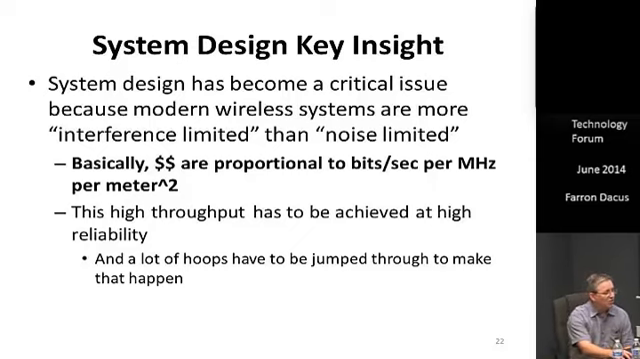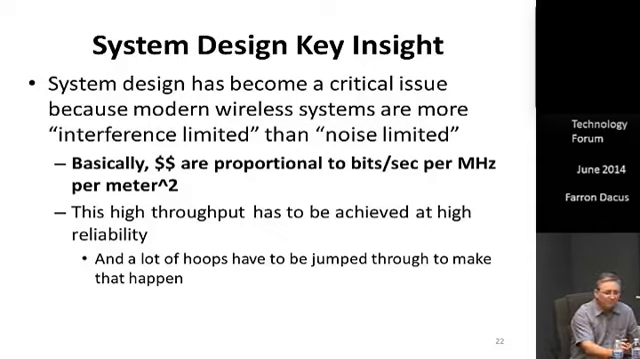And that system design revolves around this concept. Dollars are proportional to bits per second per megahertz per meter squared. So everything in these modern wireless system designs is designed around getting more conversations per square meter for the megahertz the FCC gives you. When you maximize that metric, you've got the system design that lets you make the most money. Anything else gets filed away.